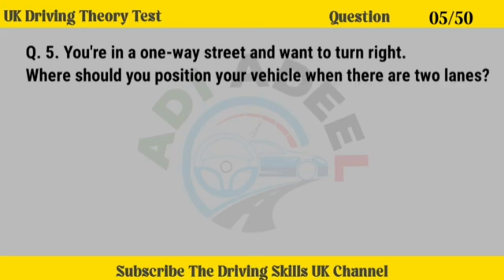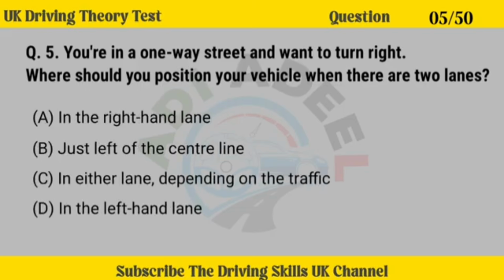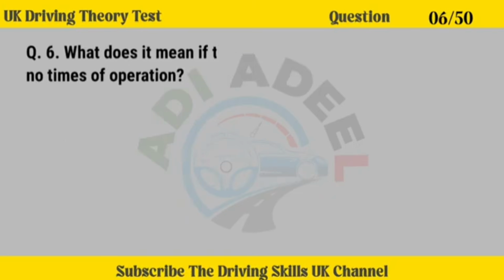Question 5. You're in a one-way street and want to turn right. Where should you position your vehicle when there are two lanes? A. In the right-hand lane. B. Just left of the center line. C. In either lane, depending on the traffic. Or D. In the left-hand lane. The right answer is A. In the right-hand lane.